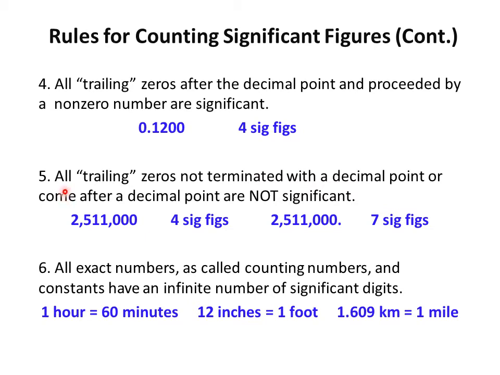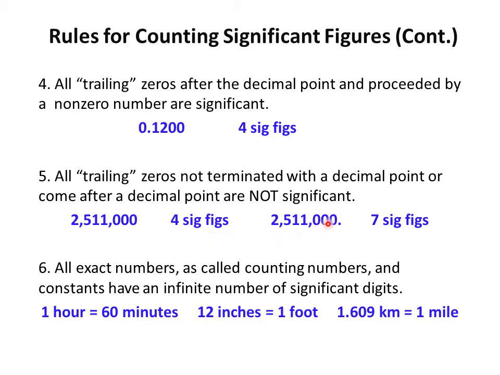And rule number 5, all trailing zeros not terminated with a decimal point or that do not come after a decimal point are not significant. So here's a situation like that. These are trailing zeros. They're not terminated by a decimal point, nor do they come after the decimal point. So therefore, these zeros are not significant. So I would count 1, 2, 3, 4 Sig Figs here.